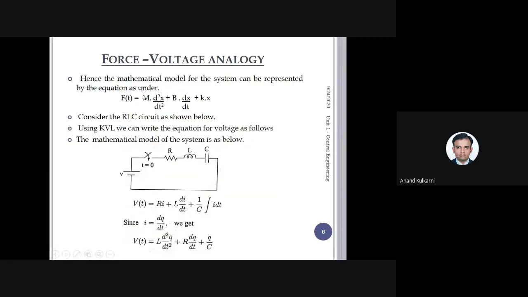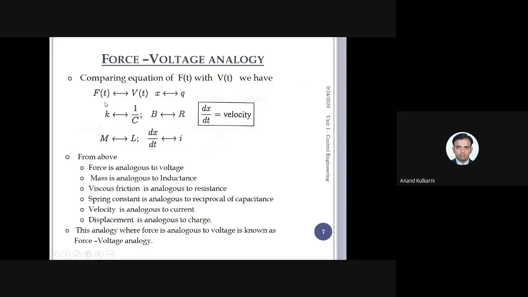What we have done is we have written the equation in terms of force and displacement, and we have written the equation in terms of voltage. When we compare this, we have a similar form, and after comparing we can say that there are a few terms which are analogous to one another.